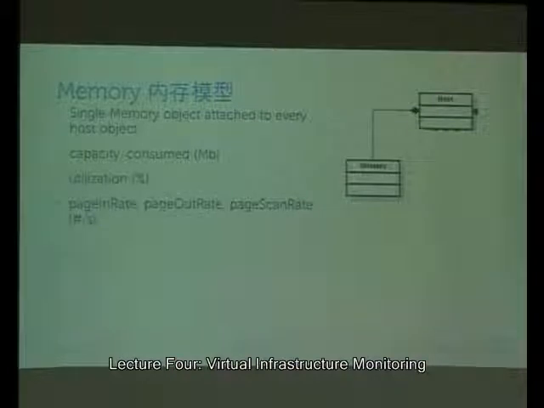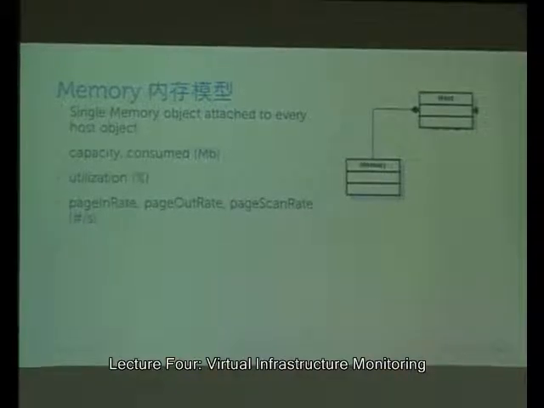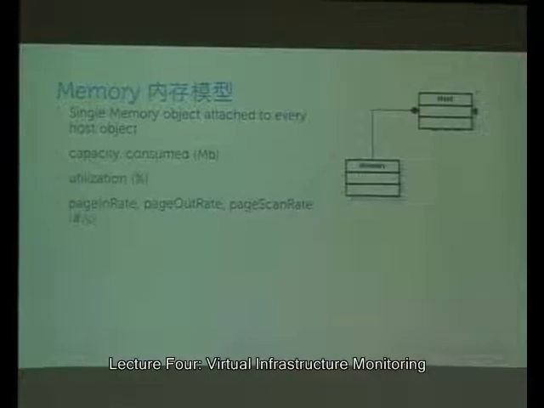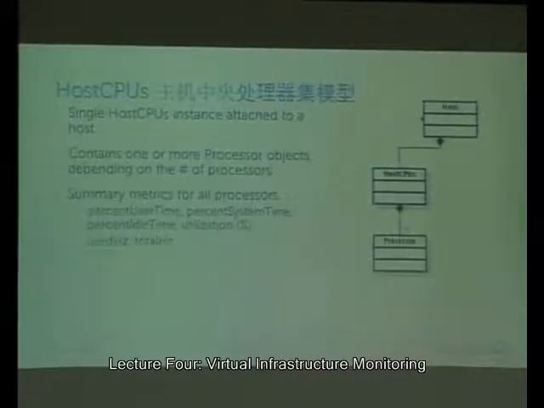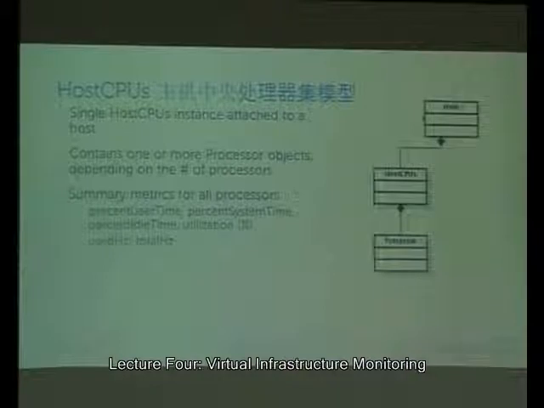Utilization is calculated, but it is a metric on the object. We don't usually collect that value. And then we've got paging rates for memory. So how much memory are we paging in and out? And those are measured in rates per second. The host CPU's object, again, it's a single instance attached to a host, contains one or more processor objects, depends on the number of processors.